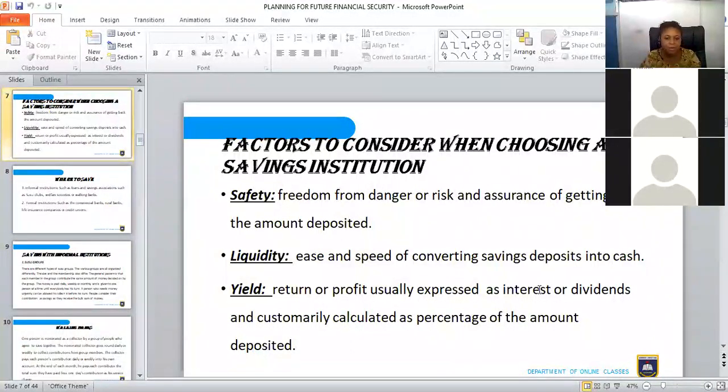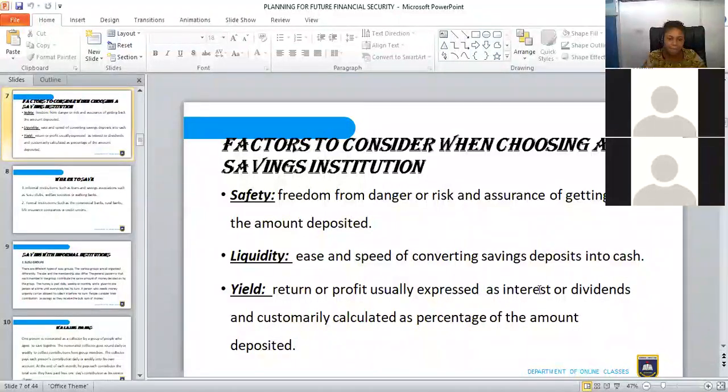Then the third one is yield. Yield, returns or profit, usually expressed as interest or dividend, customarily calculated as a percentage of the amount deposited. The place where you are going to save your money, what kind of profit is it going to yield? Sometimes you have to weigh it. If the dividend or the interest is too exciting, you have to take a second look at it.